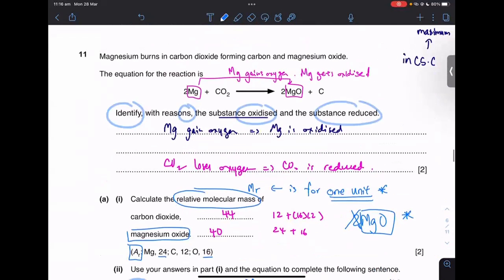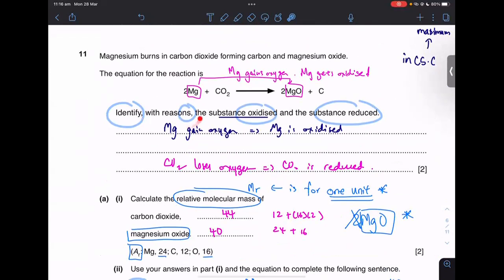Now the next question is about oxidation and reduction. Identify which one gets oxidized, which one gets reduced. Why? Most of you don't get the full mark because you did not answer everything in the questions.